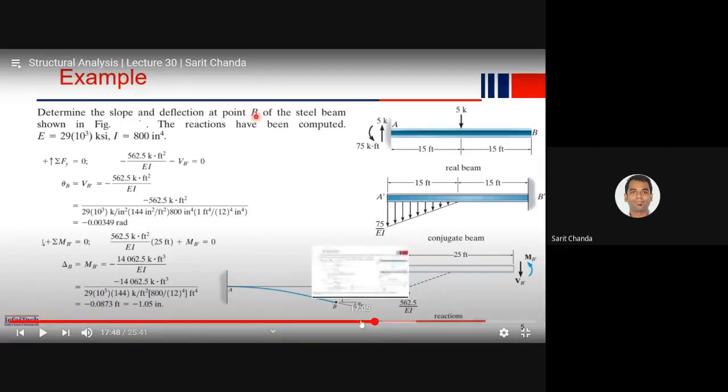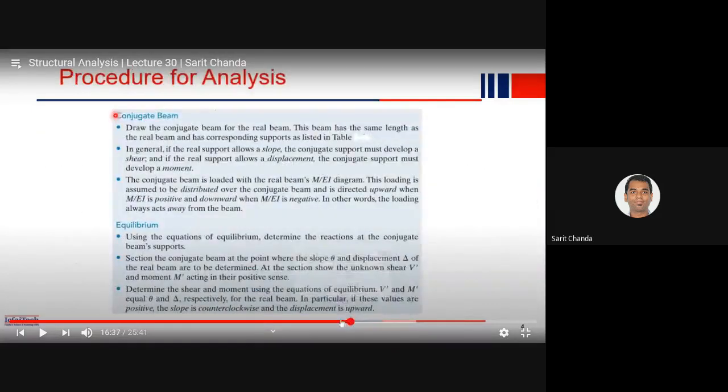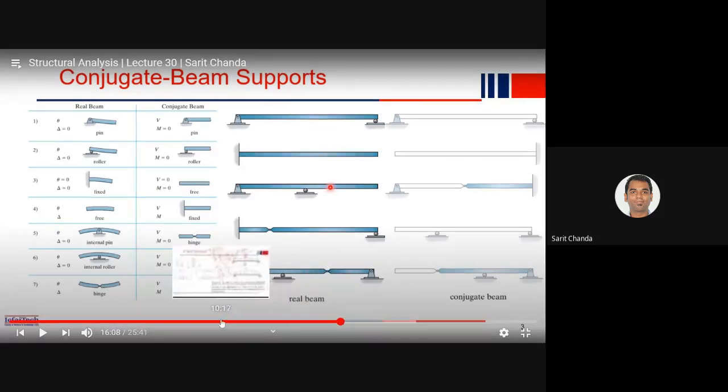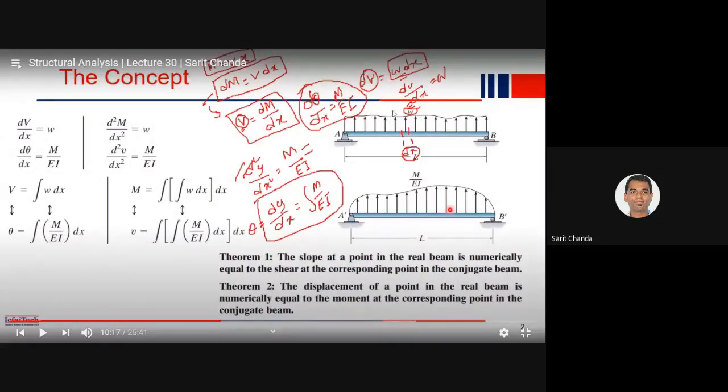Did you understand how the supports are converted? I hope it is clear, right? Let me explain this part once again. There will be a real beam and we have to draw a conjugate beam. What will be the length of the conjugate beam? It is the same as the real beam. Whatever length L the real beam has, the conjugate beam has the same length. So there is no issue.